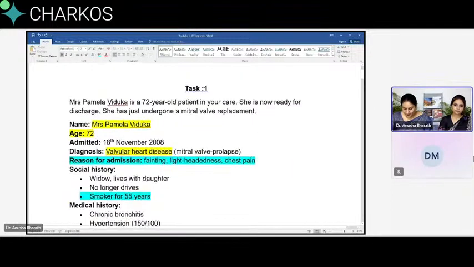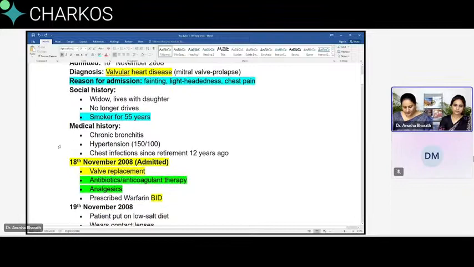Yes, Priyanka has also replied past medical history and social background. Shanish has replied past medical history. Good. So this lady, the patient, has a medical history of chronic bronchitis, hypertension, chest infection since retirement 12 years ago. And her social history says that she is a widow who lives with her daughter, no longer drives and is a smoker for 55 years. See, very clearly, I'm just going to strike out no longer drives because that is of no use in my case note here.